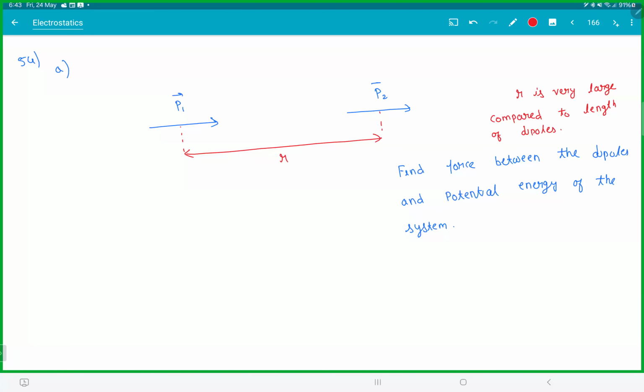Actually, if you get the force, the potential energy will also come, or vice versa. Q1, d1, Q2, d2, and brute force, that will become very long. We have to use that approximation.